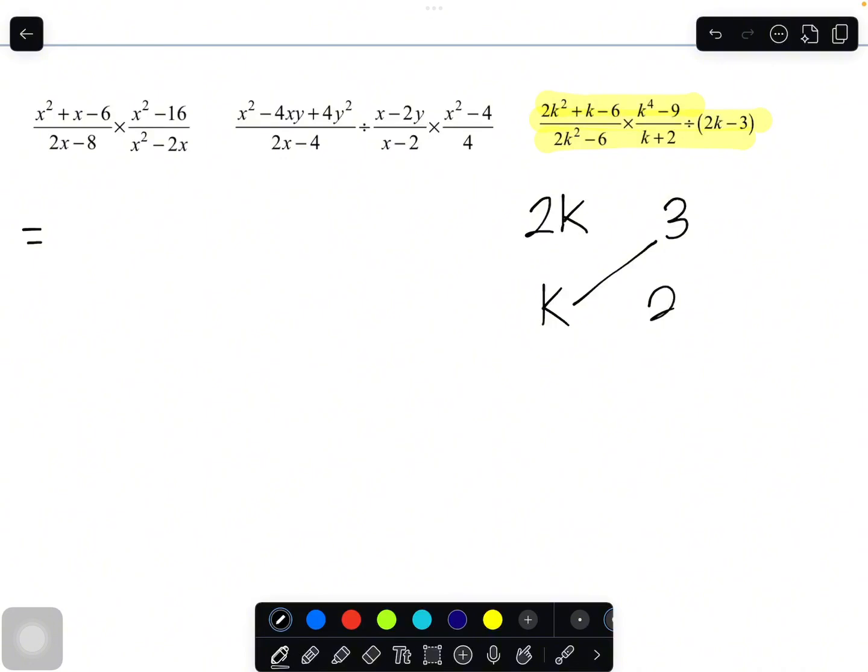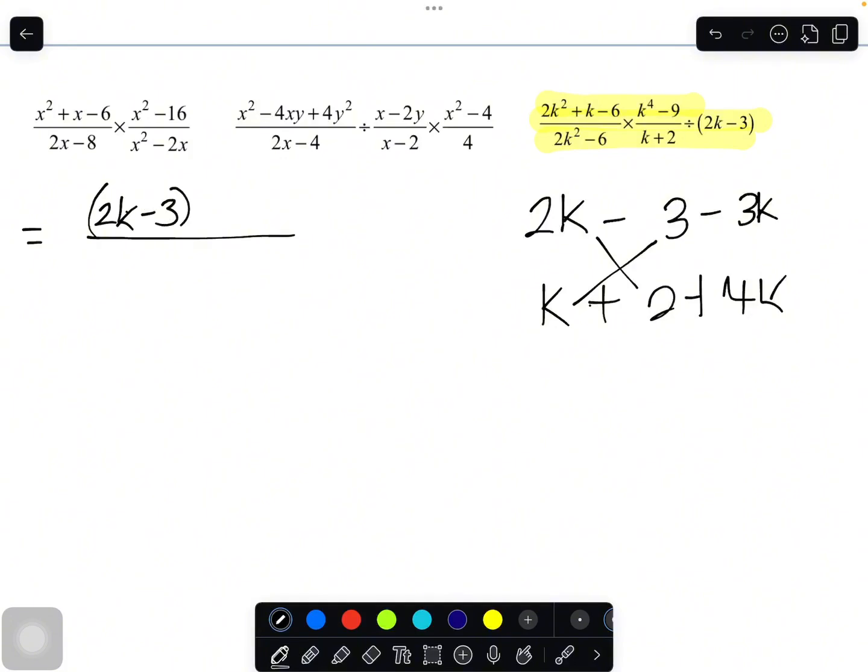3 times 2 will give me 6. 3 times k will give me 3k. 2k times 2 will give me 4k. I'm going to have a plus here and a minus here. So this will be k plus 2 and 2k minus 3. If you don't understand how that method works, please leave a comment down below and I can make a video on it for you guys. So I'm going to have in my first bracket 2k minus 3, and that's going to be into k plus 2. And then here I'm going to have 2 into k squared minus 3.